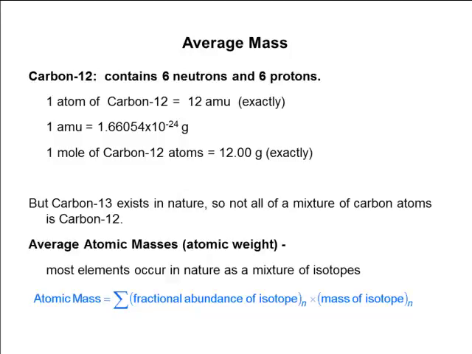So if you look at the molar mass of carbon on a periodic table, it's not 12.00 grams per mole exactly. It's 12.01. Why is it 12.01? Well, because some of the carbon in nature exists as carbon-13. So we've got to use that average atomic mass.